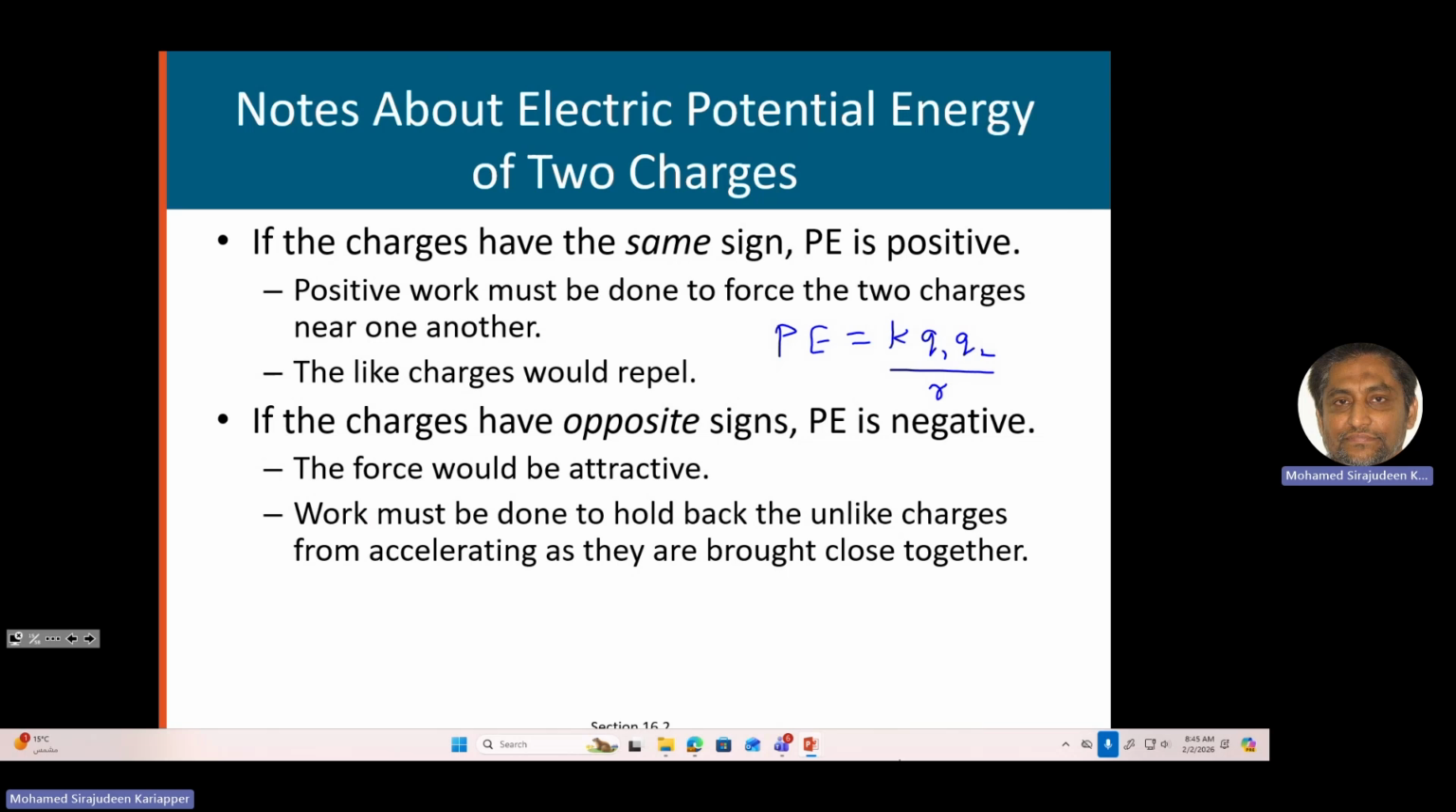Now, when you substitute for Q1 and Q2, you have to substitute with the sign. If both of them have the same sign, positive, positive, or negative, negative, positive multiplied by positive will be positive. Negative multiplied by negative will also be positive. So if the charges have the same sign, the potential energy will be positive.